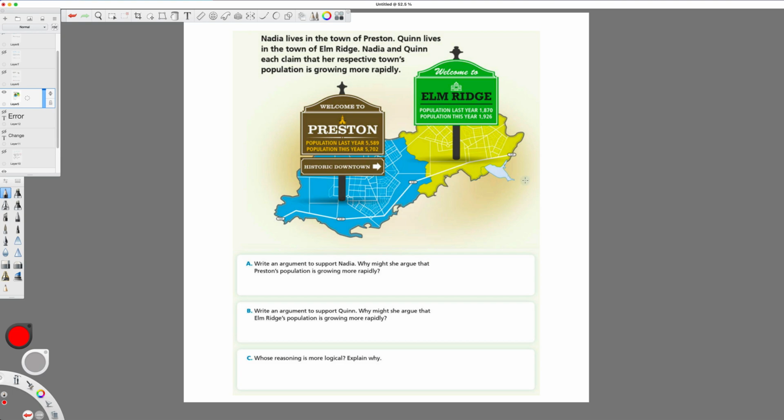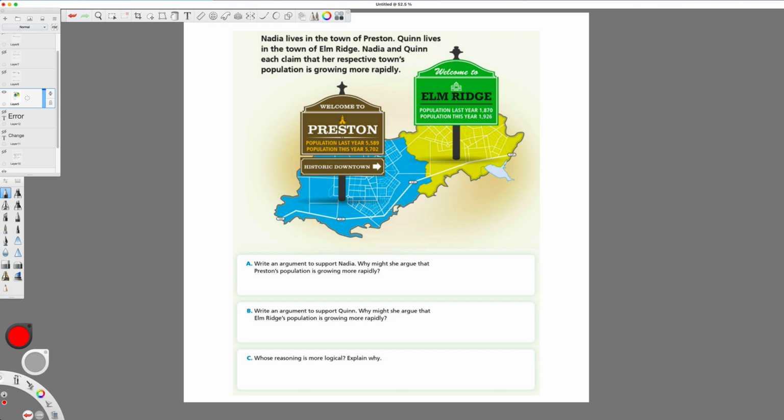So here we have a situation where Nadia lives in a town of Preston. So here's Preston's information. Quinn lives in a town of Elm Ridge, which has a smaller population. Nadia and Quinn each claim that her respective town's population is growing more rapidly. Well, what we can do is see Preston's population last year and this year. The population did go up. It certainly did go up. And we look at Elm Ridge's, their population went up as well.